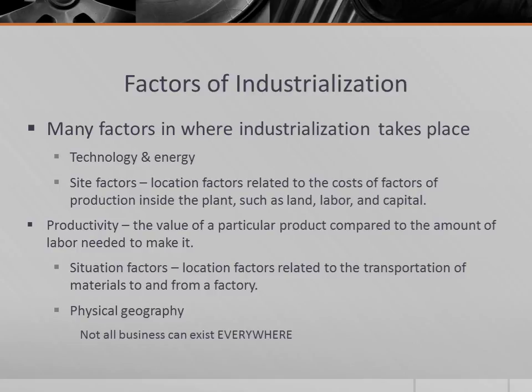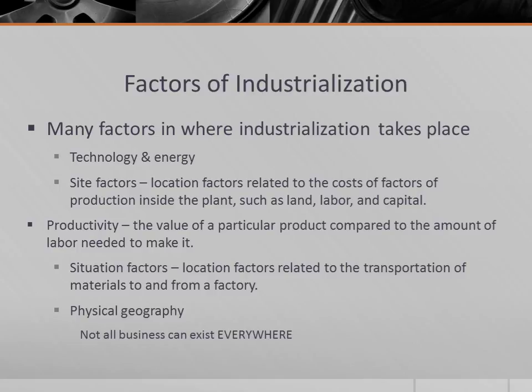All right? And so essentially, productivity is the value of a particular product compared to the amount of labor needed to make it. So as a factory owner, you have to weigh your site factors, your land, labor, and capital, versus how much you are going to get for your product. So you have to weigh those and make sure that you're not spending too much on land, labor, and capital and getting too little for your product.